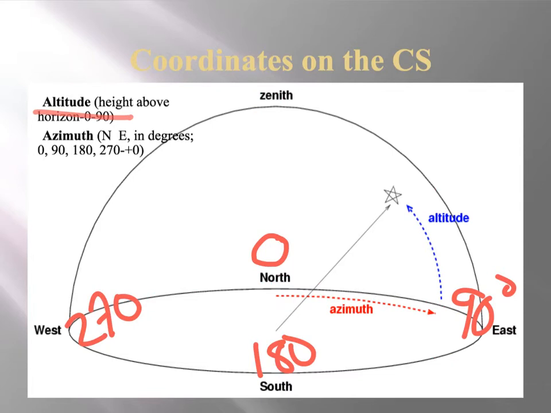Altitude measures the angle in the sky. So for this particular star, I would say that's about exactly between 0 and 90. I would say that that star has approximately an altitude of 45 degrees. And because of this, I can see that it is closer to north than anything else. I would say that it has an approximate azimuth of, say, 30 to 40 degrees.